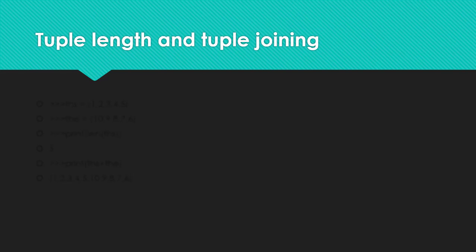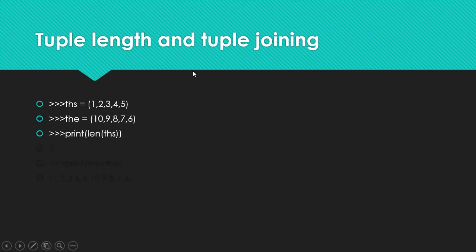Let's see how to find tuple length. It is very simple. Simply use the len keyword. For example, we have a THS tuple which has 1, 2, 3, 4, 5 as the elements, and there is another tuple THE, 10, 9, 8, 7, 6. Then to find the length of any tuple, we simply use the len keyword, and inside that we pass the name of the tuple for which we want to find the length, and then we can see 5 would be printed because the length of THS is 5.